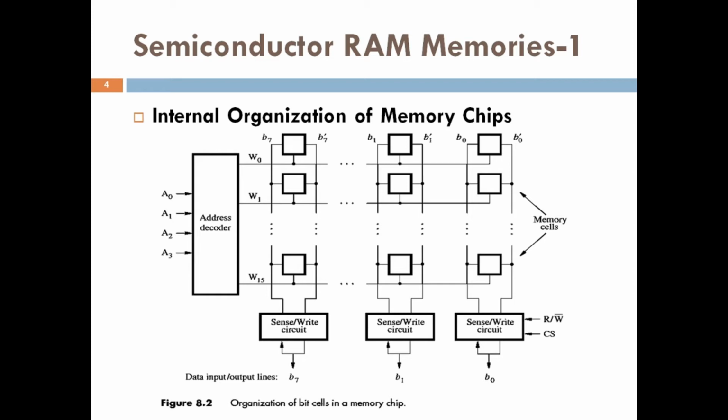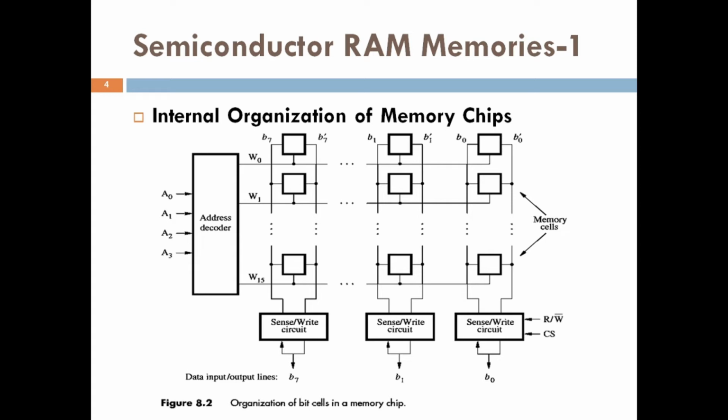In this section, we'll discuss the main characteristics of the semiconductor memories. We start by introducing the way that a number of memory cells are organized inside a chip. Now let us see the internal organization of these memory chips.